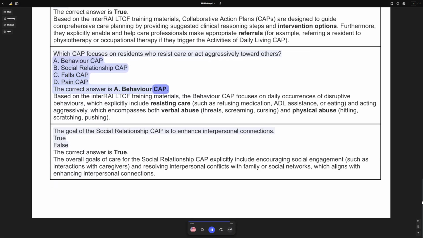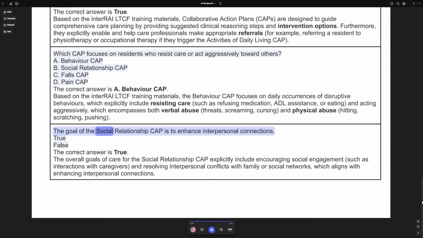Behavior CAP. Based on the interRAI LTCF training materials, the behavior CAP focuses on daily occurrences of disruptive behaviors, which explicitly include resisting care, such as refusing medication, ADL assistance, or eating, and acting aggressively, which encompasses both verbal abuse, threats, screaming, cursing, and physical abuse, hitting, scratching, pushing.